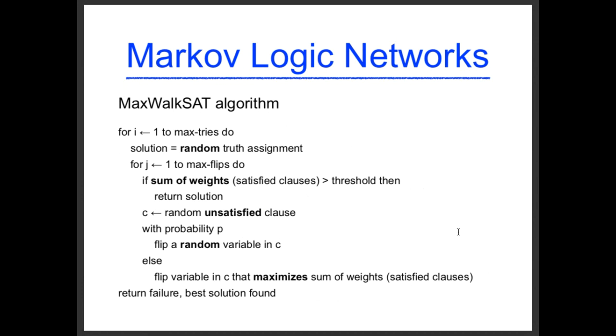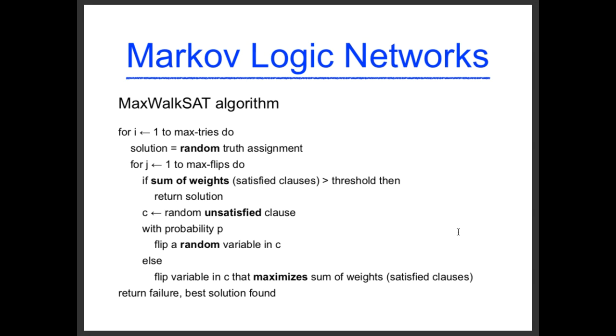This is more or less the pseudocode. You have to fix in advance a maximum number of tries. In each try, you start with a random solution, so a random truth assignment, and then you perform some flips. You flip the value, change the value of one of your ground predicates. If in the initial random solution it is false, you flip it and it becomes true.